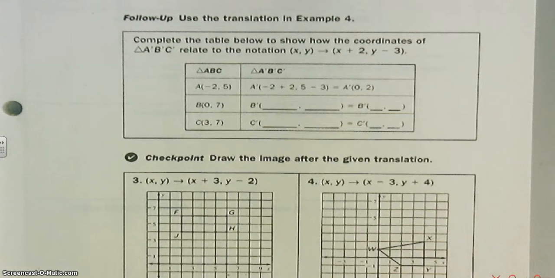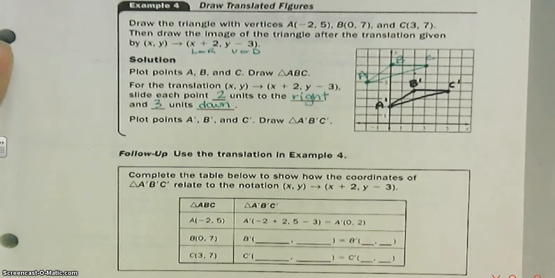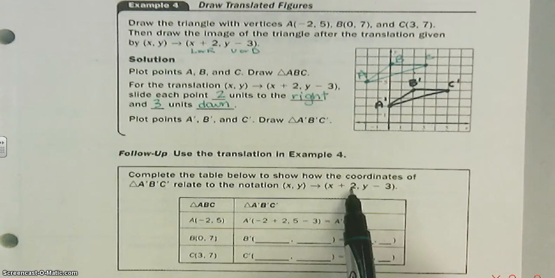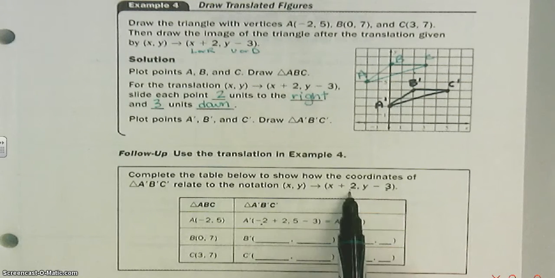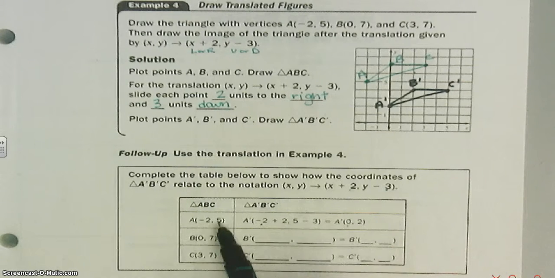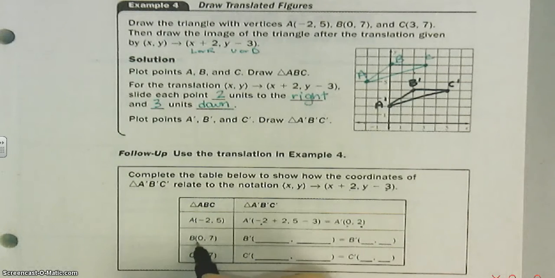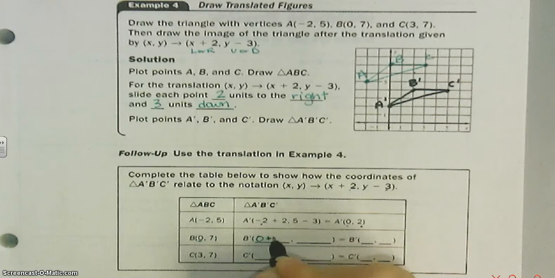Now it says use the translation, but use the numbers instead of drawing it. Okay, so let's go back up here and we'll look at this for a second. It says, what if we just take this point and do this to it? Instead of counting it out on the graph, let's just add 2 to x, subtract 3 from y. So negative 2 plus 2 is 0, and 5 minus 3 is 2. All right, so let's do this on our own now. So we have to take x. Here's our x value. What do we have to do to x? We have to add 2.